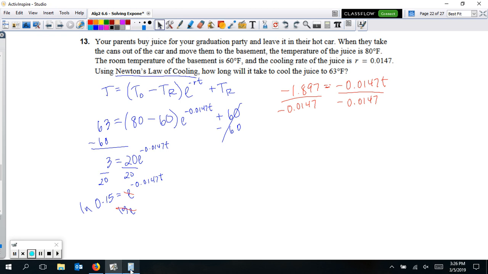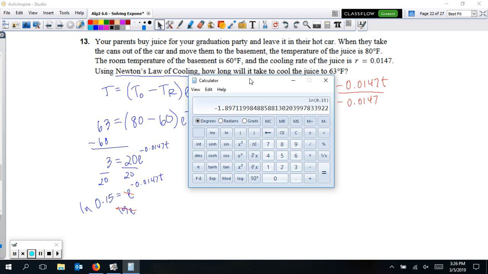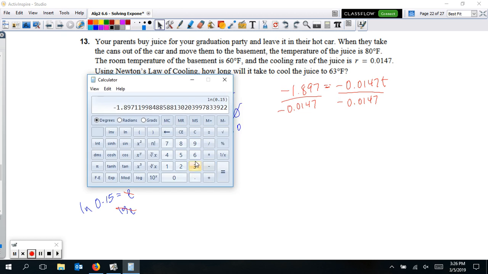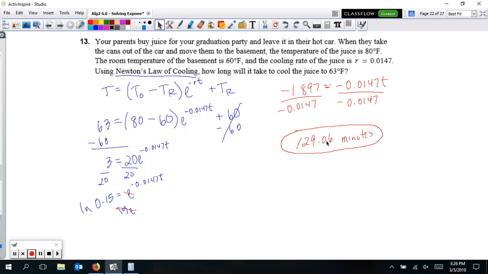So on the calculator, let's bring this back up. There's my negative 1.89 number. I'm going to hit divided by 0.0147 and make that negative, and it equals 129.06, let's go 2 decimal places. So that's going to be 129.06 minutes. That's how long it will take the juice that's 80 degrees in a room that is 60 degrees to cool down to 63 degrees.